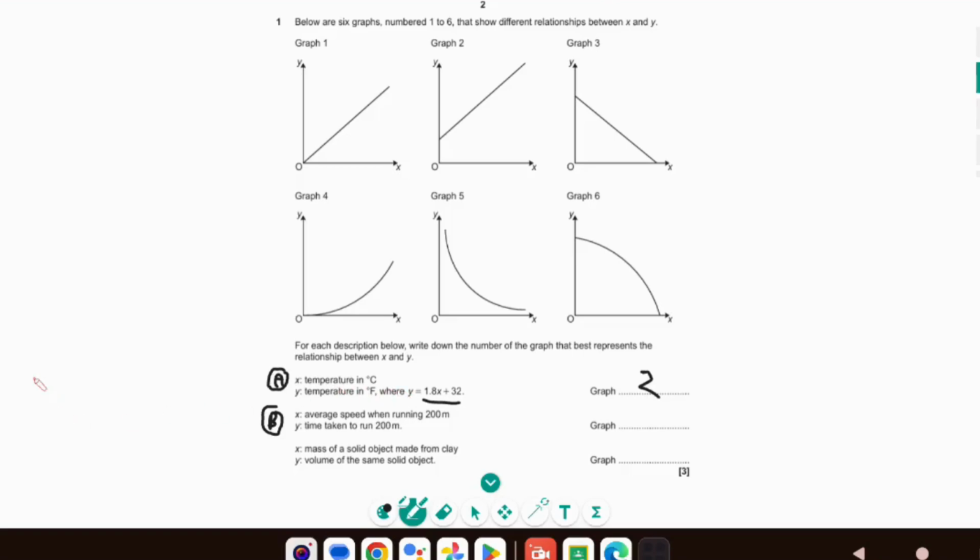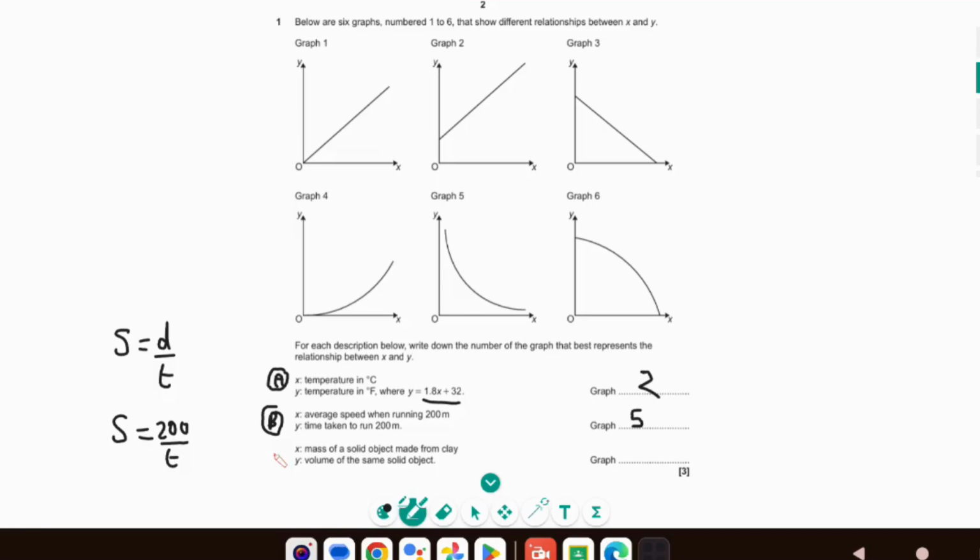I also know that speed is equal to distance over time. So the distance is staying as it is. You can see it's like an inverse proportionality relationship. So it's graph 5.